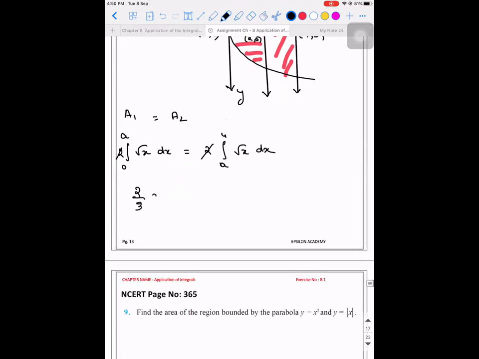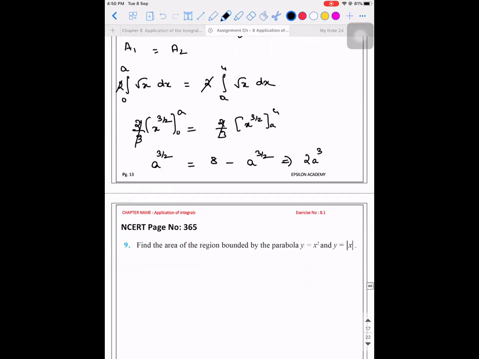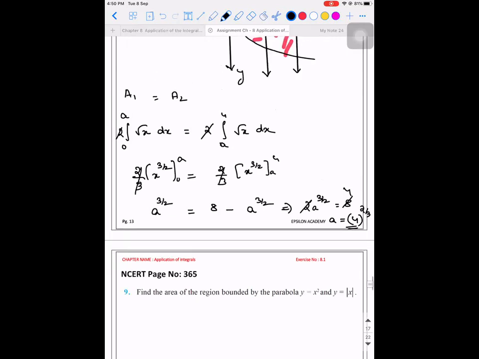So it will be 2 by 3 times x power 3 by 2 is equal to 2 by 3 times x power 3 by 2 between a to 4. So 2 by 3 is also gone. A power 3 by 2 is equal to 4 power 3 by 2, which is again 8, minus a power 3 by 2. I hope you guys are able to understand. So 2a power 3 by 2 is equal to 8. This and this will get cancelled. A will be equal to 4 power 2 by 3. So the point should be 4 power 2 by 3. This is the required answer.